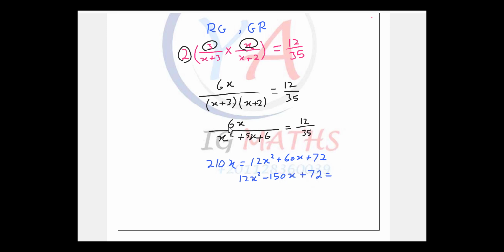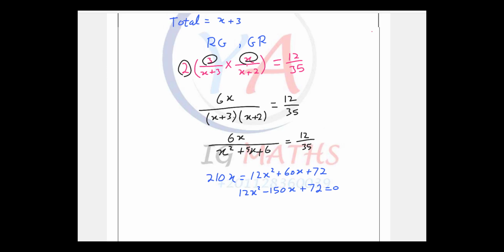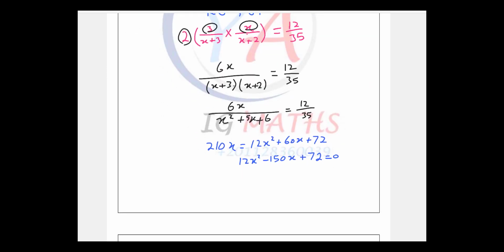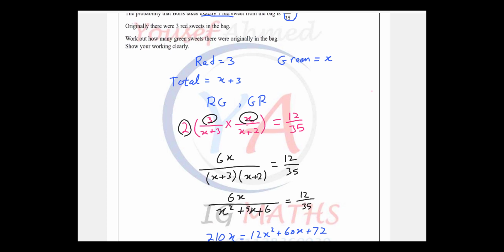And then we factorize. Try to remember that x is the number of green, so we'll try to factorize. Now we have 12, then minus 150, and then 72. So x is 12, or it's half, but half is rejected. We'll only take 12. 12 was the number of green sweets in the bag, and this is the required answer.